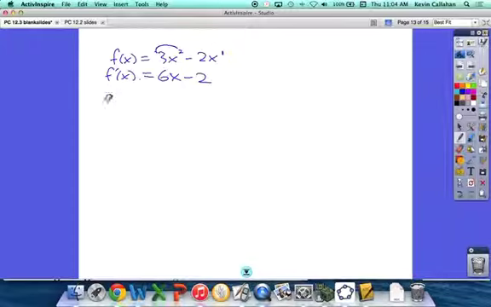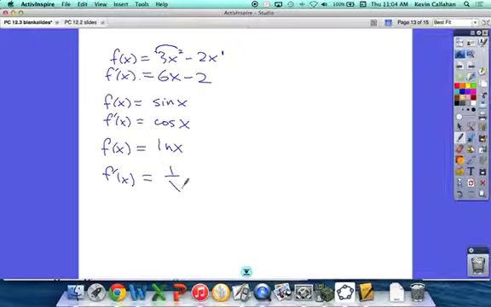If f of x equals the sine of x, f prime of x is the cosine of x, which means for every point on the graph of the sine, if you want to know what the slope is, just evaluate the cosine. If a function is ln of x, the natural logarithm, the derivative is 1 over x.